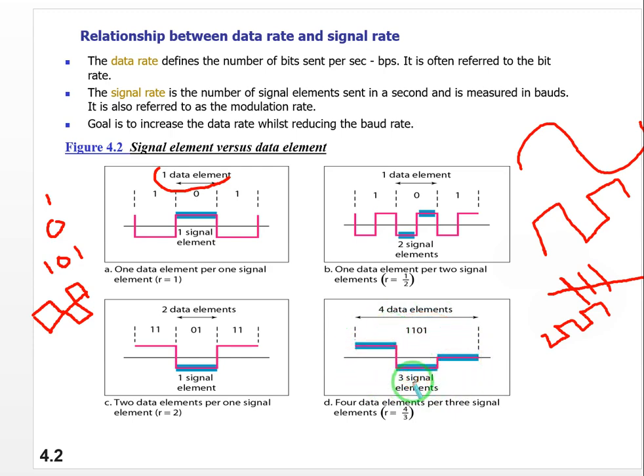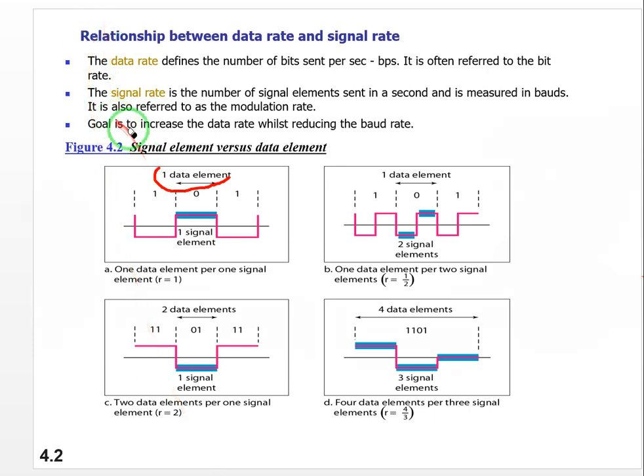So just for your information, we can represent one data element with one signal element. We can also represent one data element with two signal elements. We can also represent two data elements with one signal element. So this is just for your info on how we can represent data elements with signal elements. The main goal is to increase the data rate, that is bits per second, while reducing the baud rate. So once you are increasing the data elements, we need to reduce the signal elements.